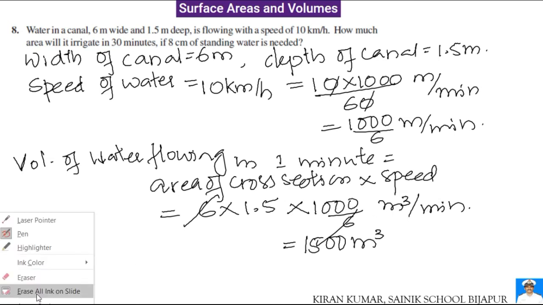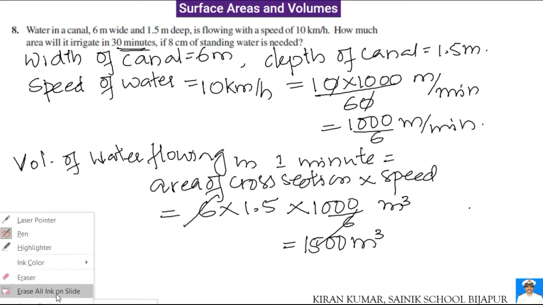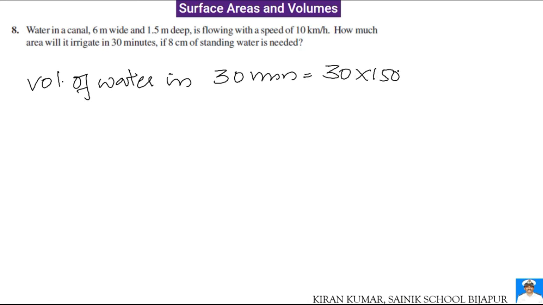So when it is calculated for a minute, I need not mention this. So 1500 meter cube. This is for a minute. Here they are mentioned for 30 minutes. So volume of water in 30 minutes will be equal to 30 times 1500 meter cube. This will be equal to 45,000 meter cube.